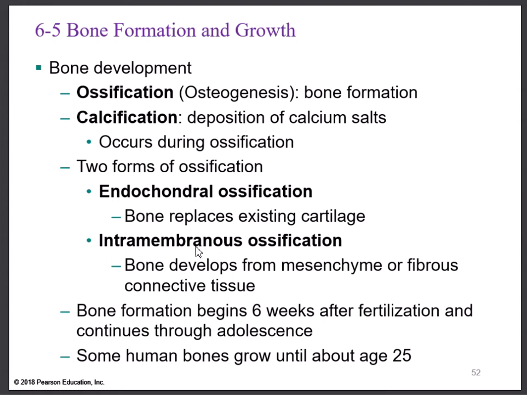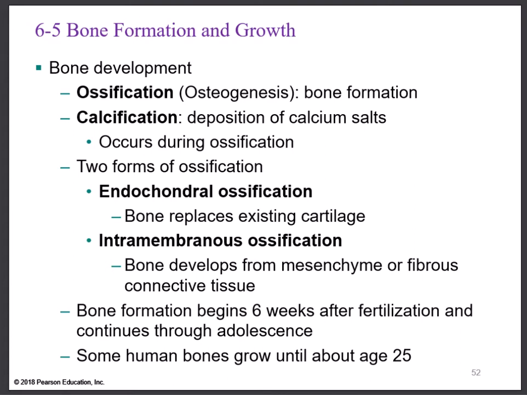The second one we're going to take a look at is known as intramembranous. Now, this is going to be bone that forms from mesenchyme or mesenchymal tissue. If you remember from the tissues chapter, mesenchyme is embryonic connective tissue, or it can come from fibrous connective tissue. We usually see this occurring in the deeper layer of the skin, and it produces some of the flat bones like the skull bones, the sternum, the mandible, and we'll take a look at that. So that's the second one.